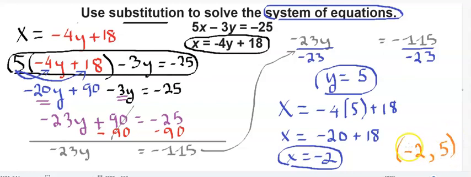When you show the work, make sure you take your time and do the order of operations out one step at a time, so it's easy for us to follow through. And if we make any mistakes along the way, it's also easy for us to keep track of your work. At the end, make sure you give me the solution of the system. So there's my answer, negative 2, 5.